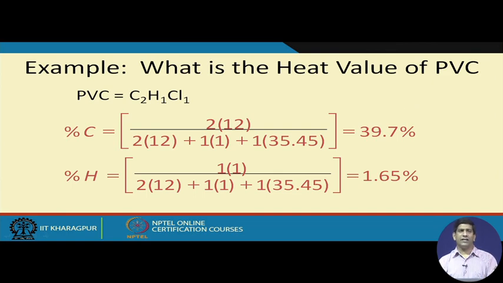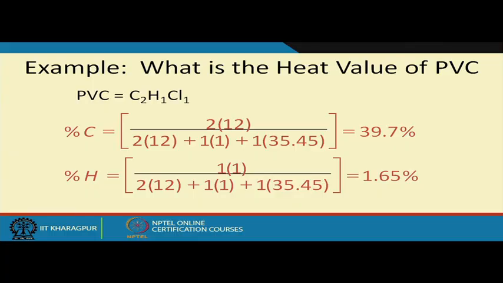For example, PVC pipes we use a lot. If you have to find out the heat value of PVC, this is just to illustrate an example of how we go about that. First of all, we need to know the formula of that particular waste component. So PVC is C2H3Cl. So that's the formula for PVC. We calculate percentage carbon, percentage hydrogen and the other elements in there.